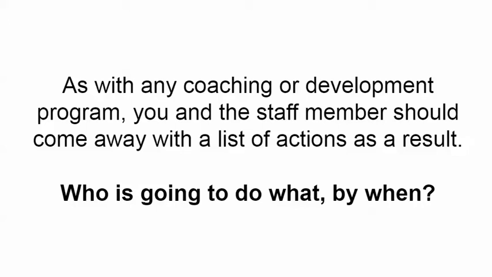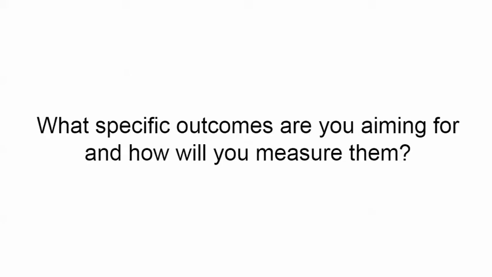Now that might be the staff member, they're going to have to do something, and you should know when they're going to have to do it. It might be you, the line manager, perhaps, that has to actually do something and by when. So again, this allows you to make a commitment to actually taking some action and making some changes, because if we don't actually make a decision to change something, then we just get more of the same. And again, what specific outcomes are you aiming for, and how will you measure them?